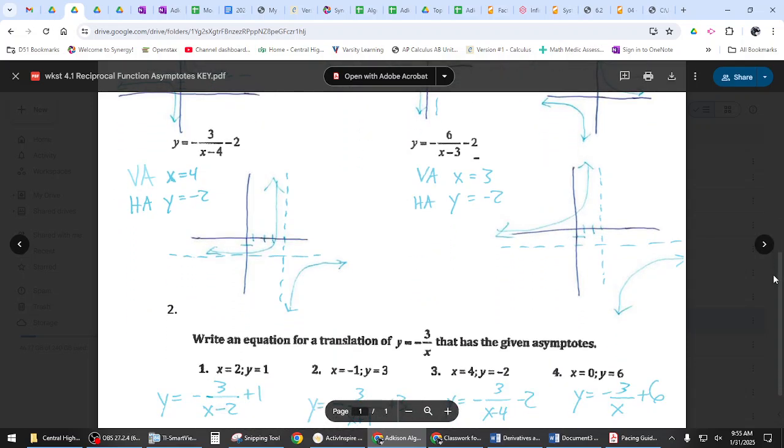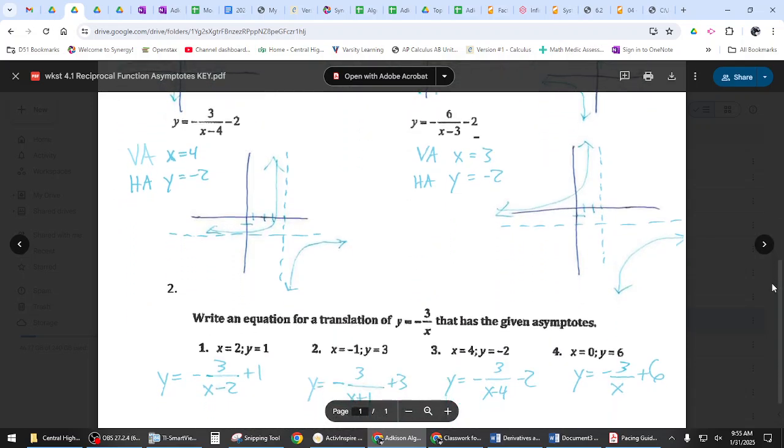On the bottom, you had to write equations. Hold on. I don't know my notes. You had to write equations that give the asymptotes that were shown. In other words, find H and K and plug them in. That's really, you don't even have to find them, just plug them in. Yeah, okay. How'd it go?